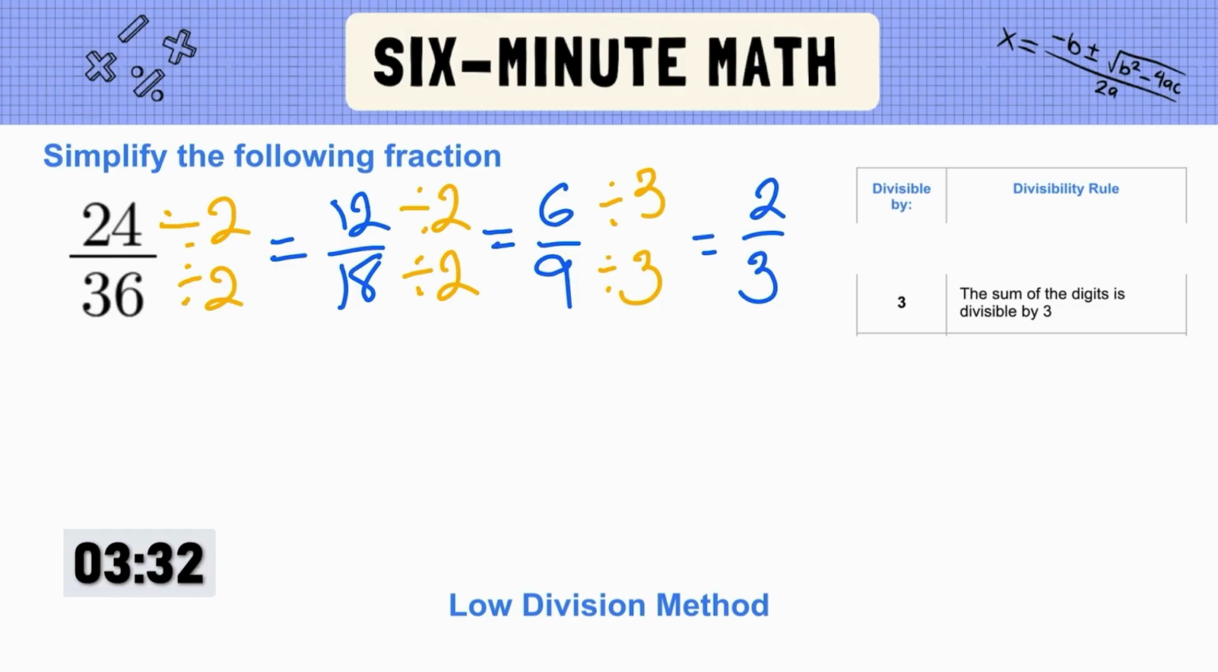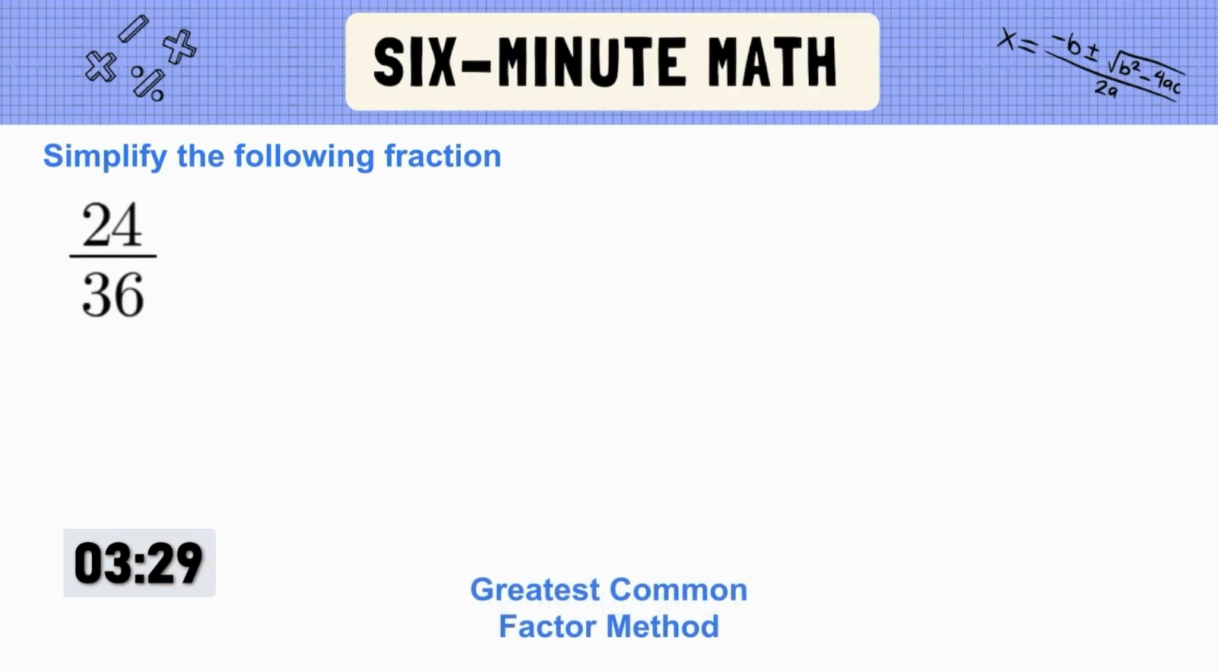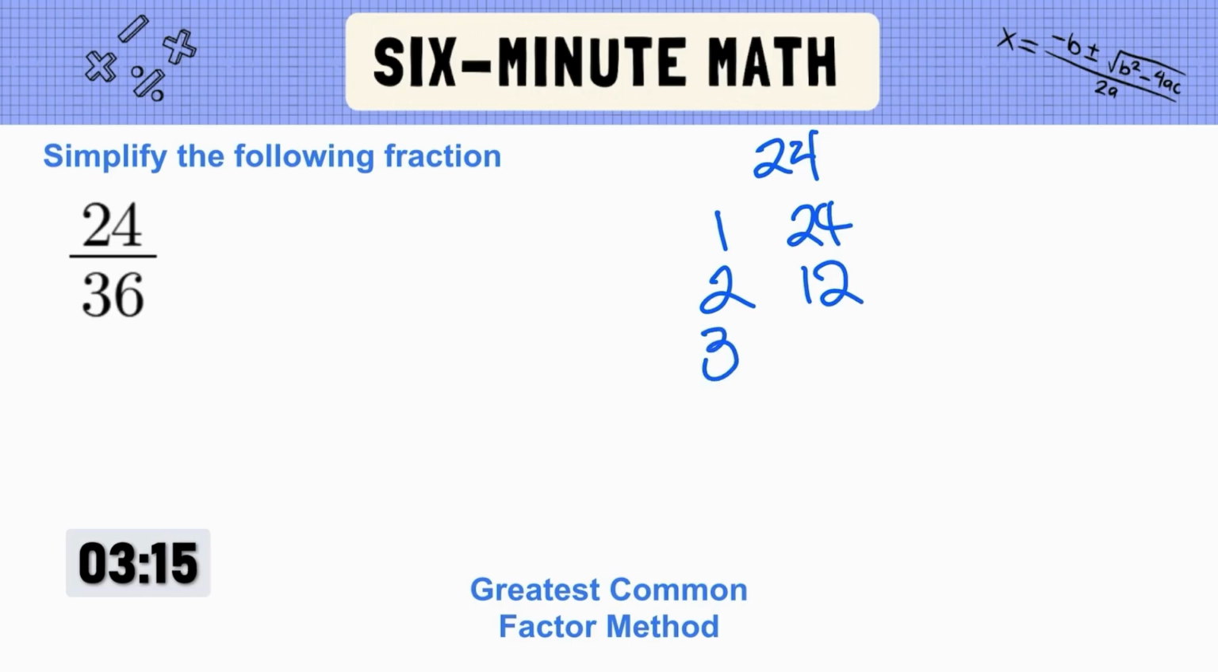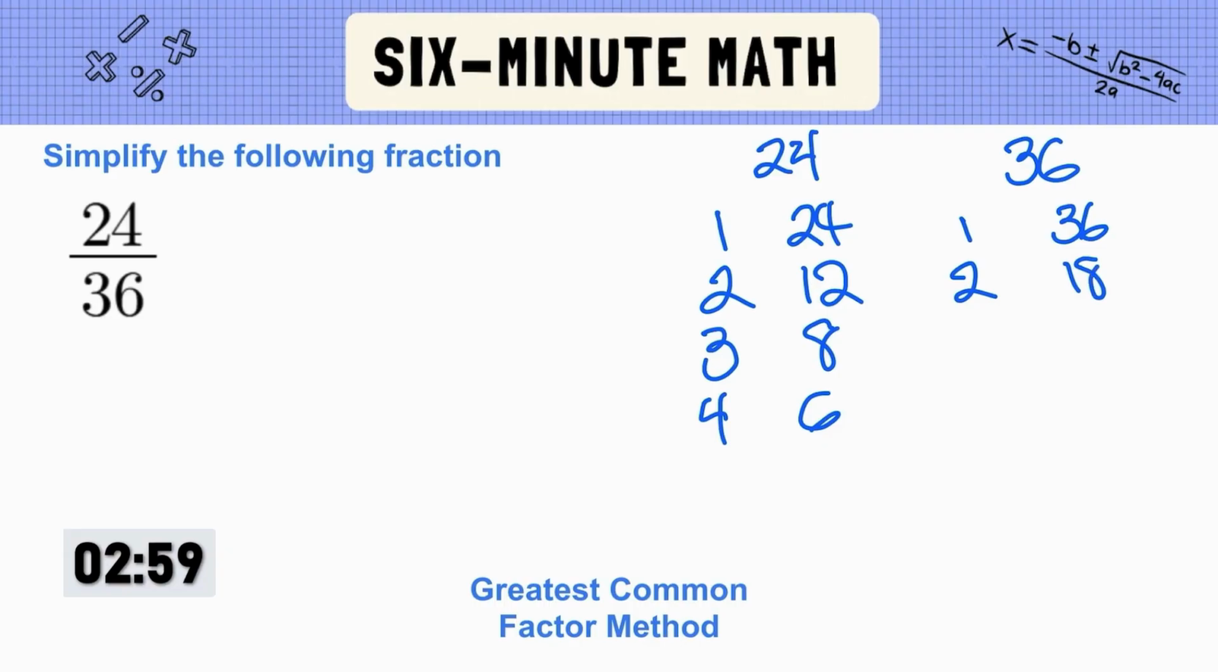What happens if I try to simplify the same fraction using the greatest common factor method? For the greatest common factor method, I will need to create factor pairs of both numbers. If you don't know what a factor pair is, please check out our video here at 6 Minute Math called Factors, which will help explain the process. Writing my factors of 36 here: 2 and 18, 3 and 12, 4 and 9, and 6 and 6.